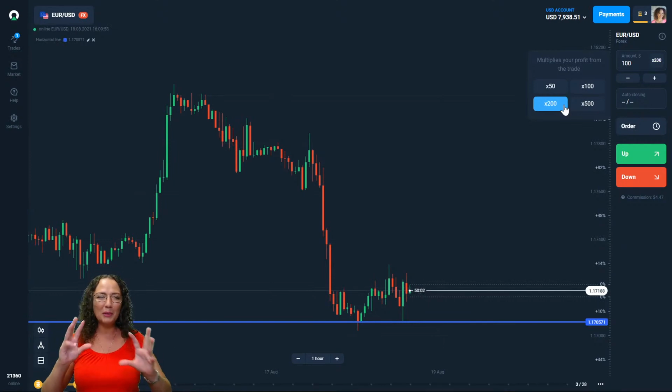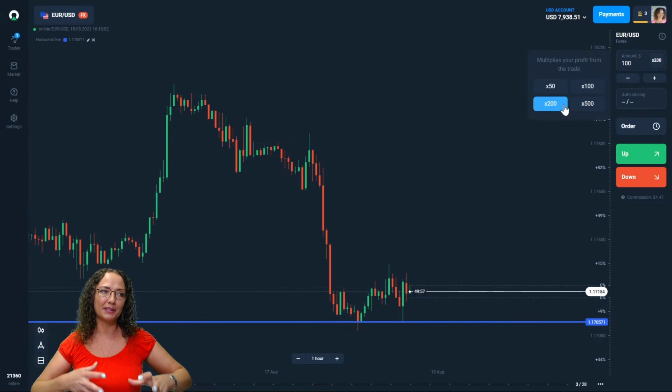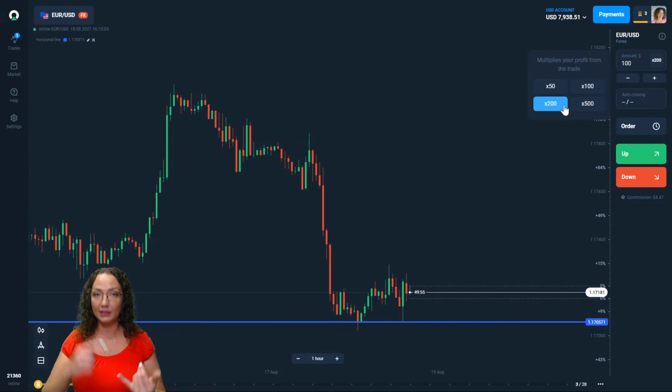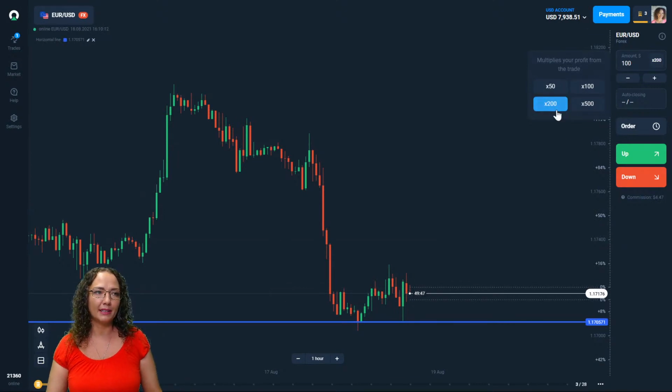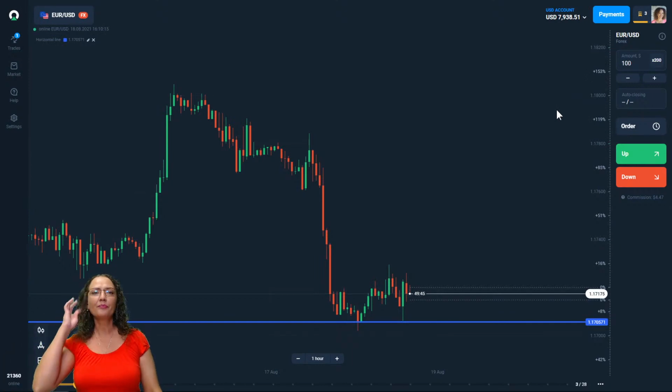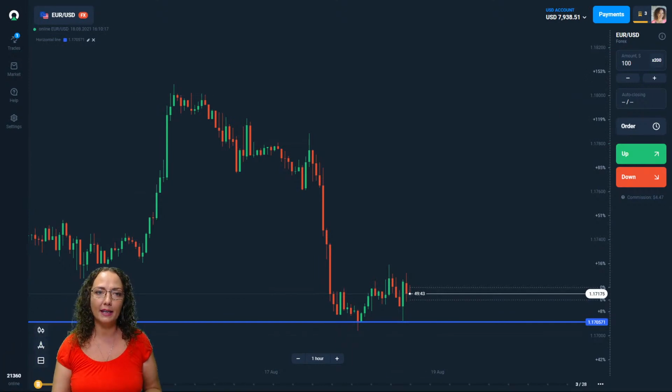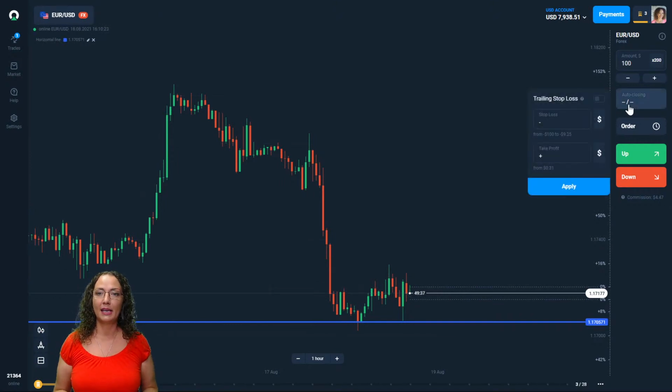The sweet middle is just perfect. Times 100, times 200 works great because you can still get substantial profit while maintaining control of your trades. So I'm going to go ahead and select the 200 multiplier. The next parameter that you don't want to forget is the stop loss and take profit, my friends.